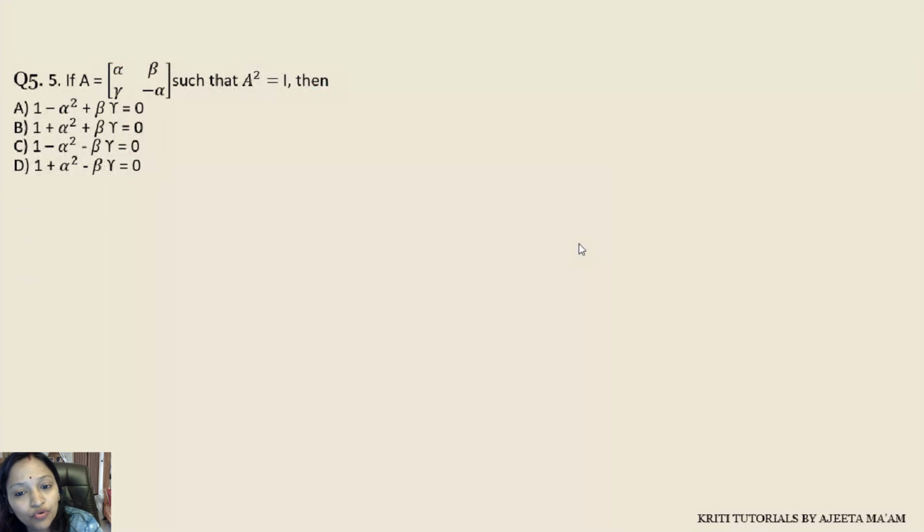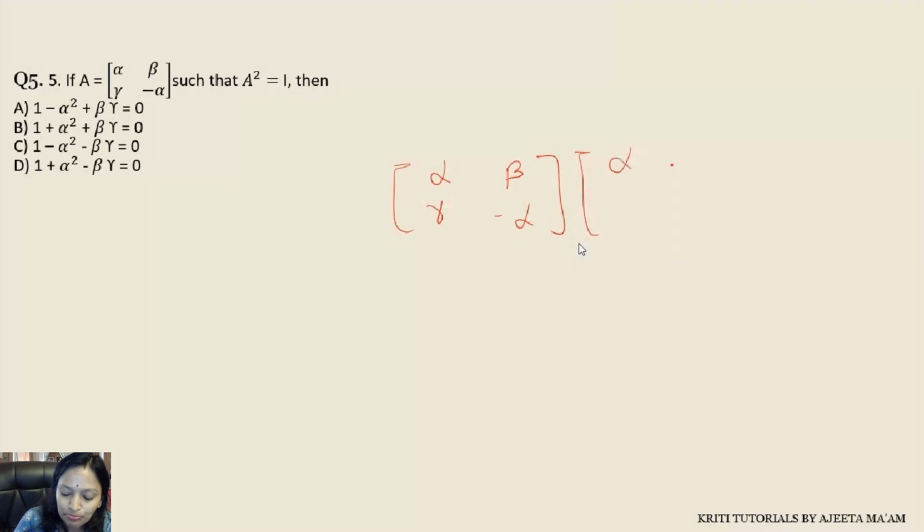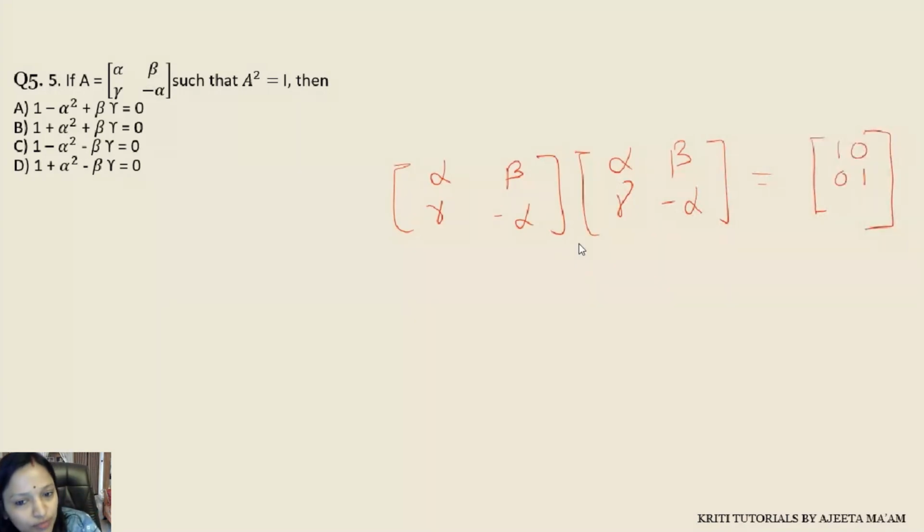So A is given to you. You have to find, and you have been given that A square is I. So A square means you have to multiply alpha, beta, gamma and minus alpha with the same matrix. Alpha, beta, gamma and minus alpha. And the answer is 1001. Now you have to form the conditions from this. Correct, the conditions are equal to zero. Let's move on with that.